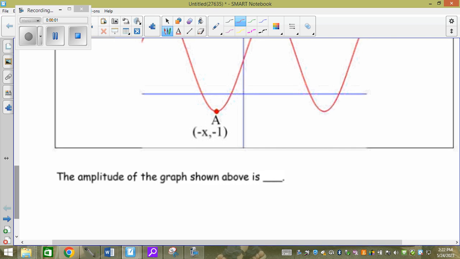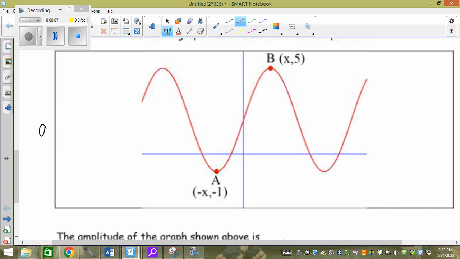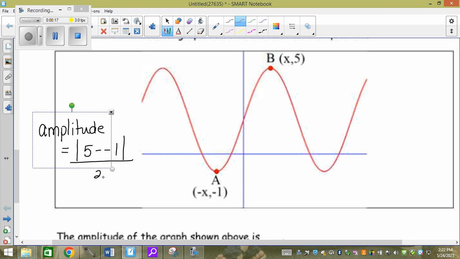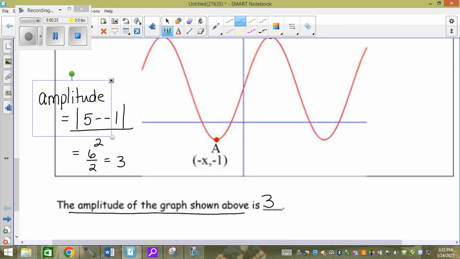This one, the amplitude of the graph shown above is what? So amplitude from a graph. Amplitude from a graph, we should be using that same formula over and over and over. Amplitude equals the absolute value of the max minus the min divided by 2, which is 6 over 2, which is 3. You should have 3. Then flip over.